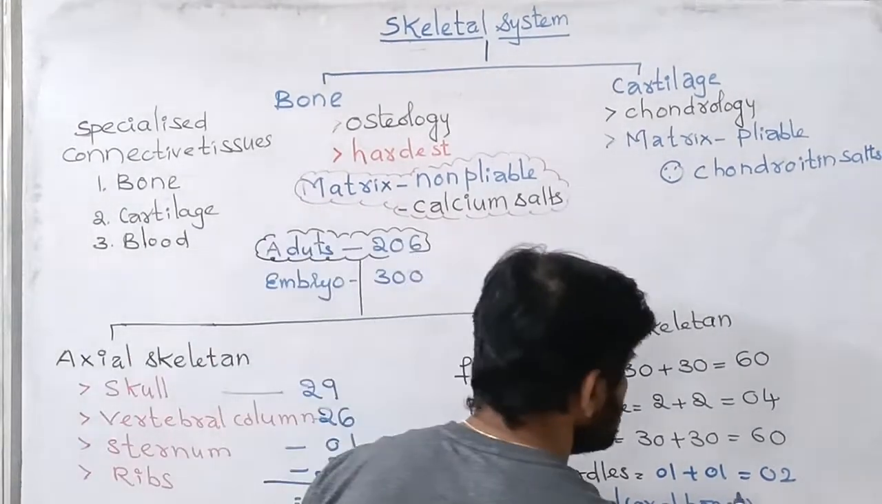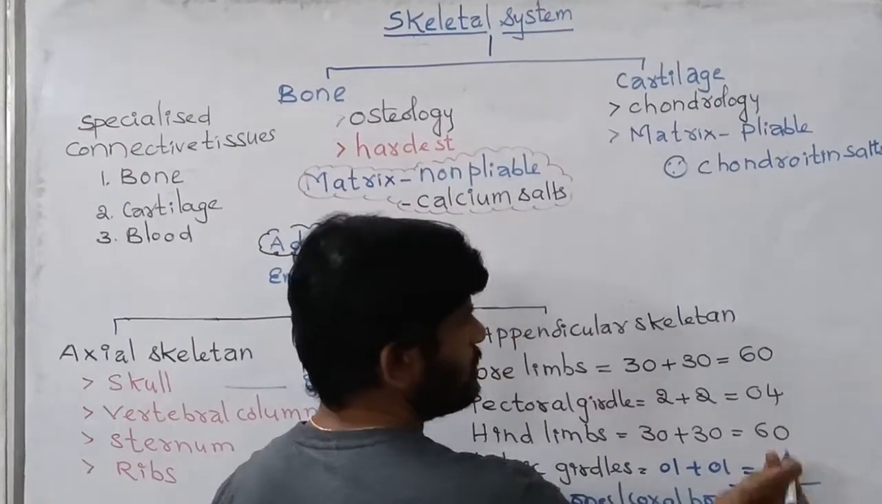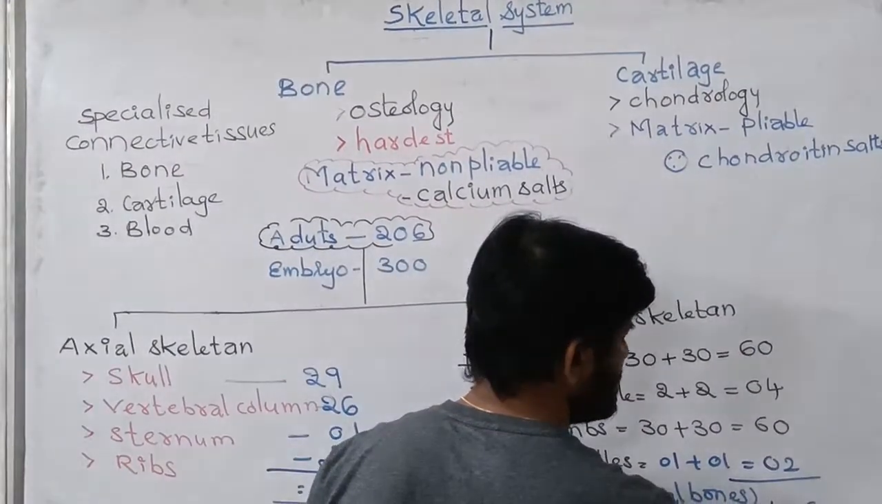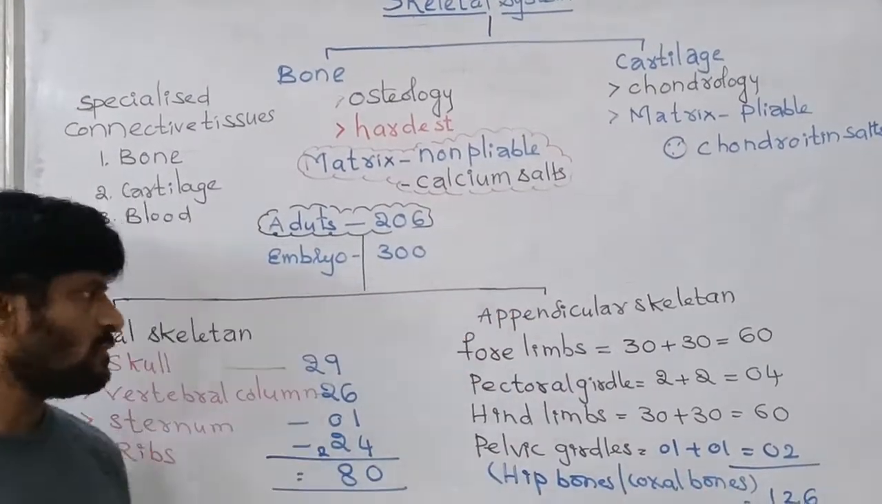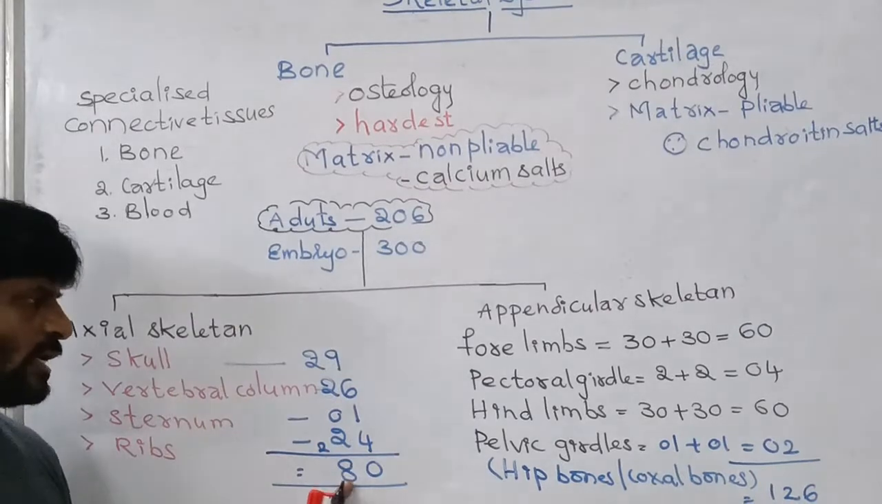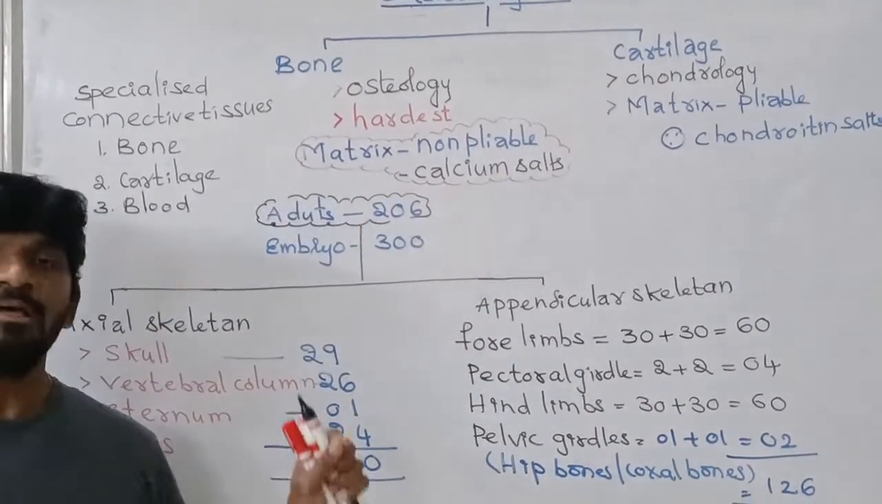The total number of bones in the appendicular skeleton of man is 126. In the axial skeleton there are 80. 80 plus 126 is 206 in entire adult human beings.